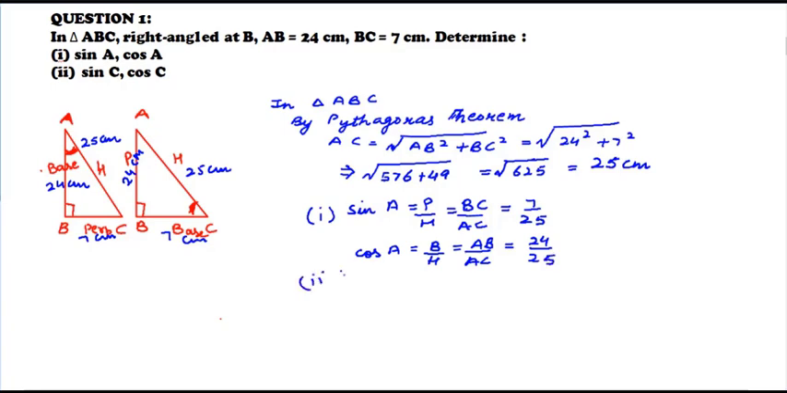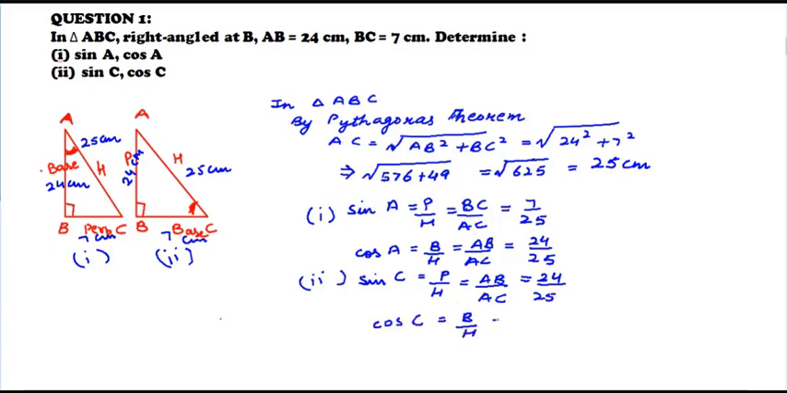Part 2 sin C. Now our angle is angle C. In that case the values of base and perpendicular change. Base is BC and perpendicular is AB. So sin is perpendicular upon hypotenuse, and in this case the perpendicular is AB and hypotenuse is AC, so AB upon AC, so that is equal to 24 upon 25.